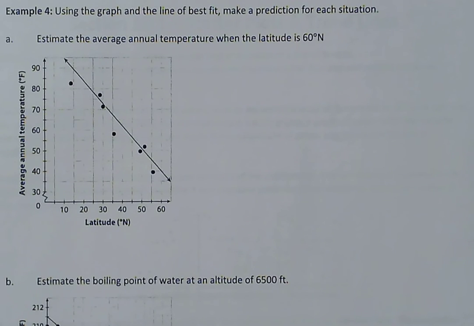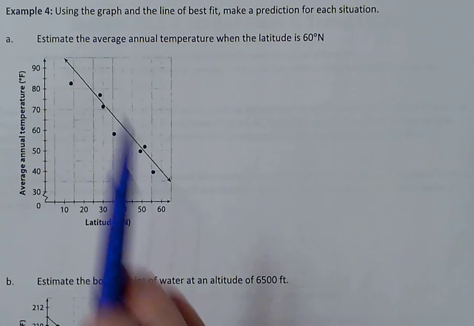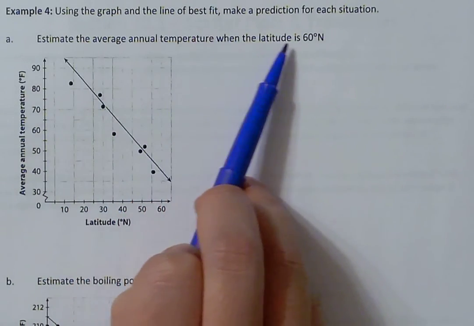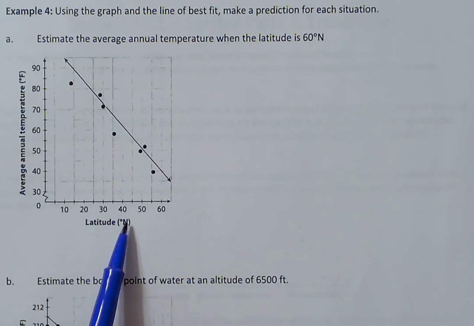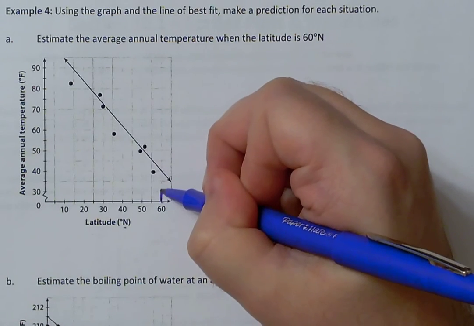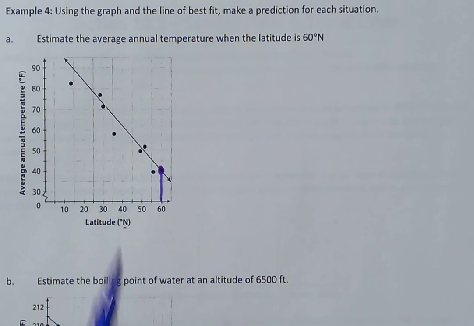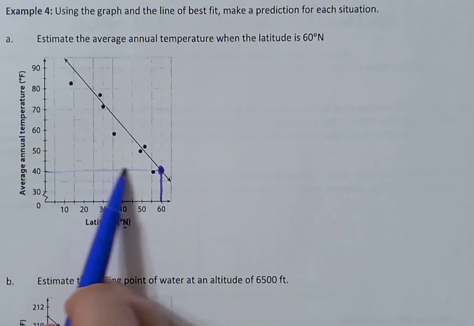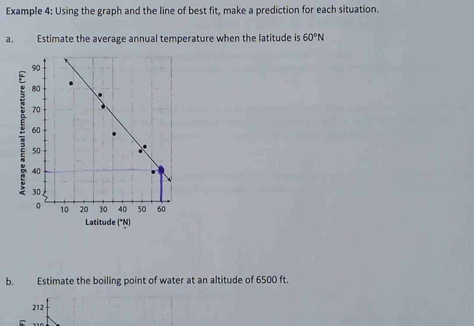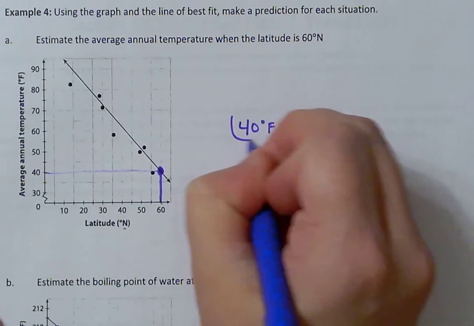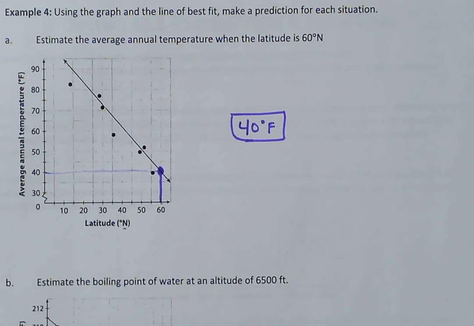What we're going to do is they have already provided us with the scatter plot and the line of best fit, so we don't have to worry about graphing the scatter plot and drawing the line of best fit. All we have to do for this one is use the line of best fit to answer. So if we look at A, it says estimate the average annual temperature when the latitude is 60 degrees north. So latitude, so we're going to go to 60 degrees, which is going to be right here. If we go up to 60, it's going to be at this spot on the line. So if we go across, we should estimate that the average annual temperature for 60 degrees north should be about 40 degrees Fahrenheit. And that's how you're going to use it. So that is how you would use a line of best fit to make a prediction.